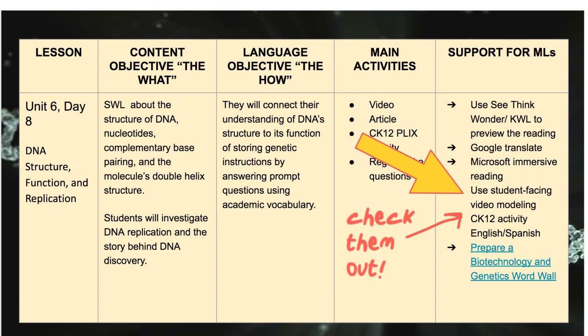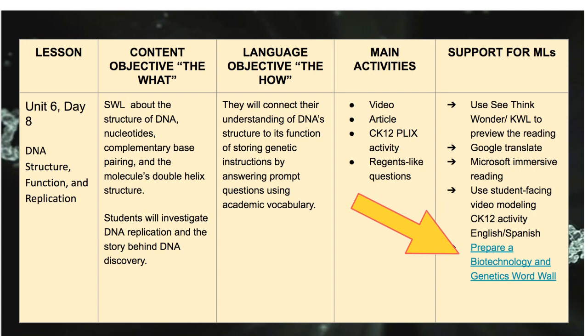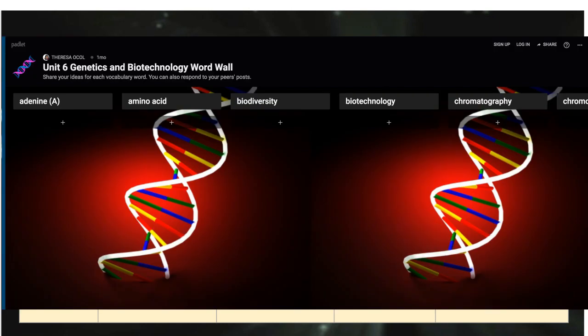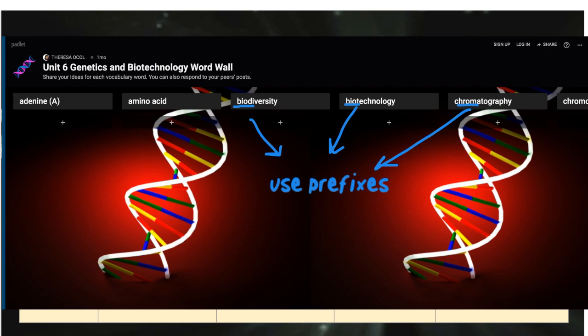Another strategy that you can use is to prepare a biotechnology and genetics word wall in Padlet. This very cool Unit 6 Genetics and Biotechnology word wall has been created for you, and you can find it on slide number 7. This is an opportunity for you to share with your class and ask your students to share their ideas about these words and to respond to other people's ideas as well.